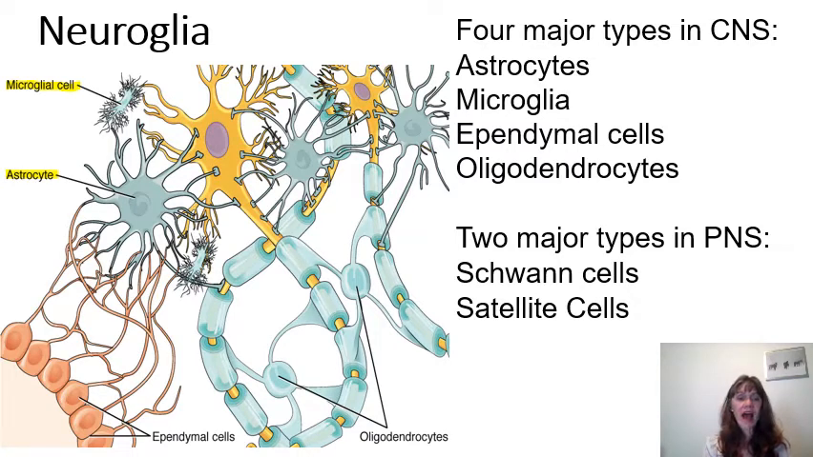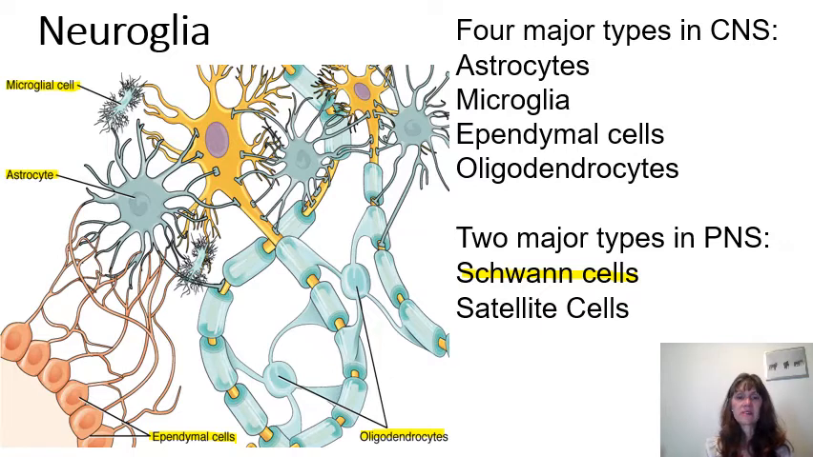We also have ependymal cells. You can see the term ependymal cells down on the bottom left. Lastly, in the central nervous system, we have oligodendrocytes. Remember how I showed you Schwann cells wrapping around an axon earlier? Schwann cells are found in the peripheral nervous system.